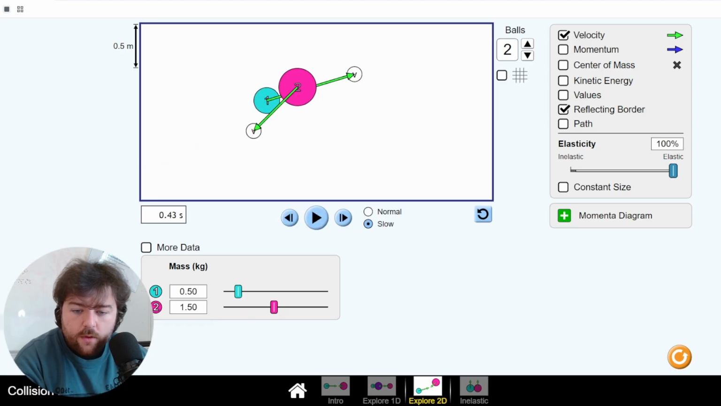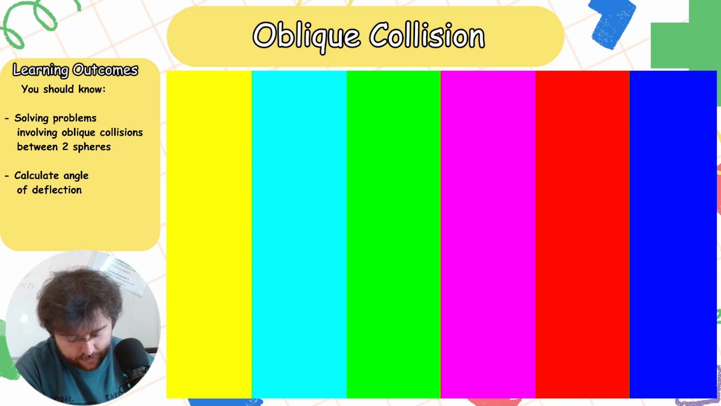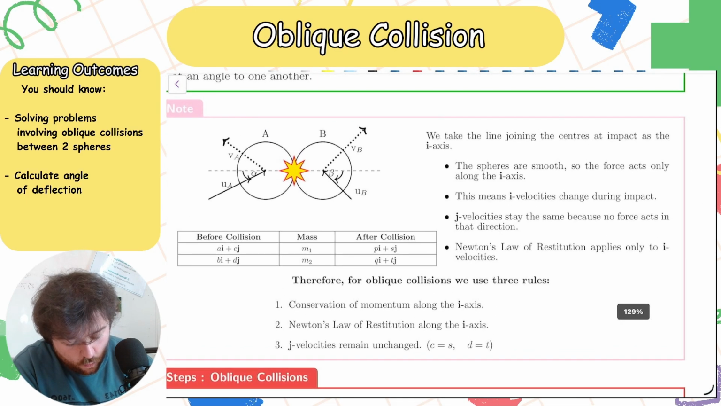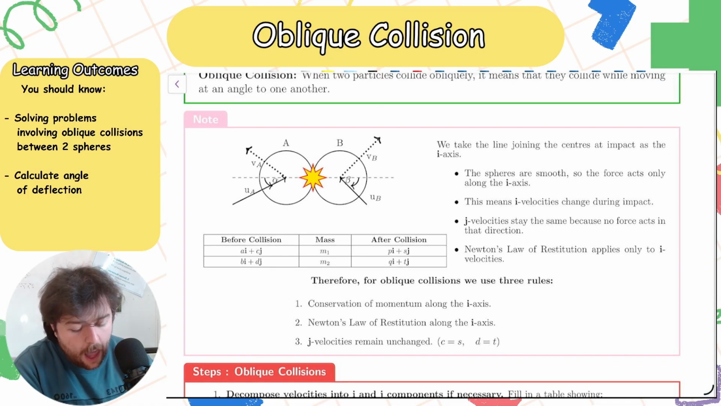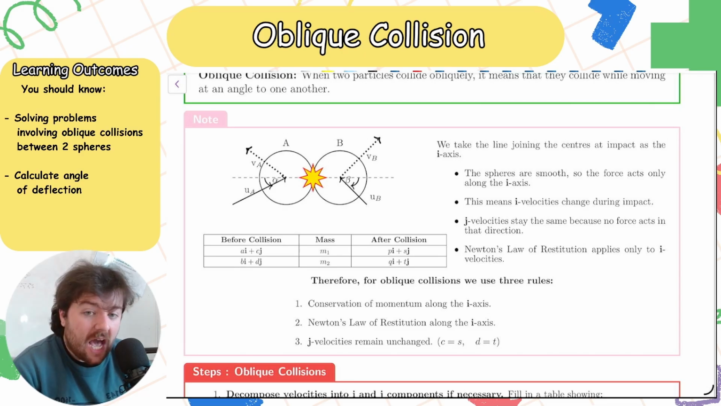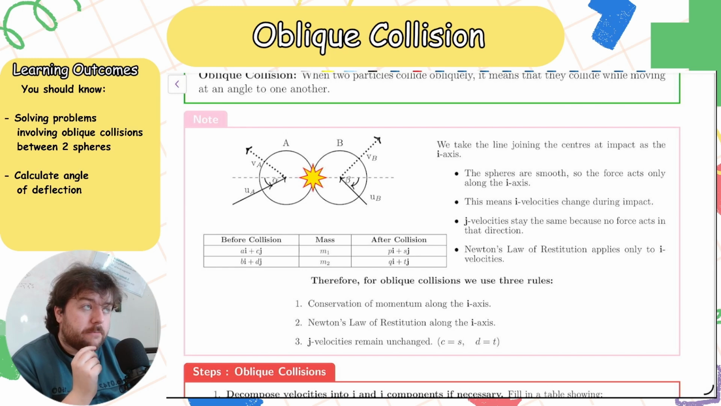So what's important about this section? We always take the line joining the centers at impact as the I-axis. So when you're doing these problems, you draw a line through the two centers of the circles, and this will become our I-axis, and that is where we're calculating everything relative to.